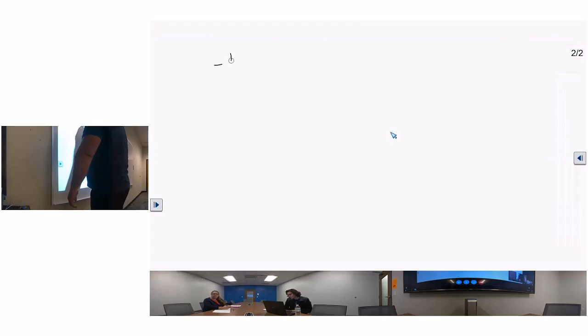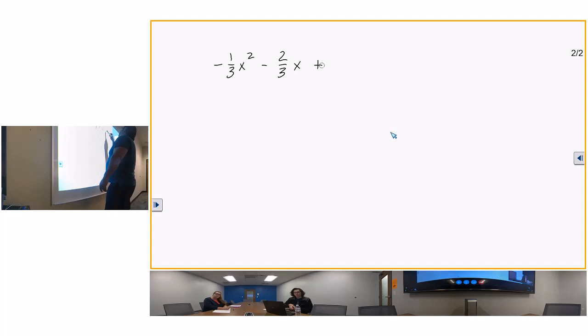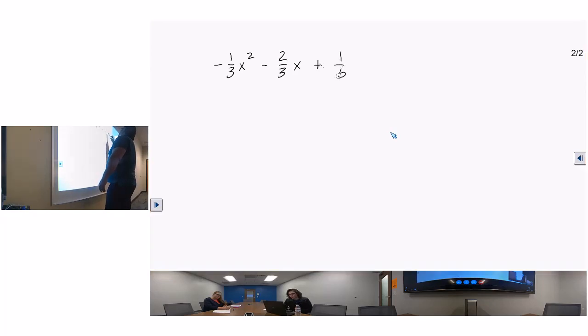Negative 1/3 x squared minus 2/3 x plus 1/5 is equal to 0.